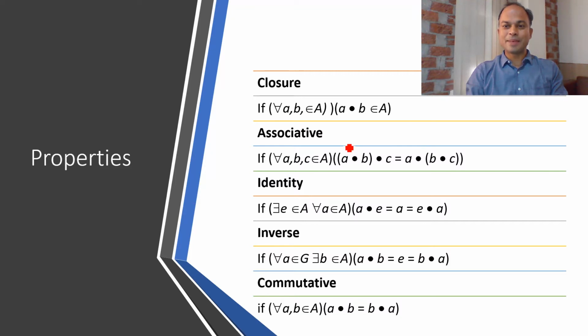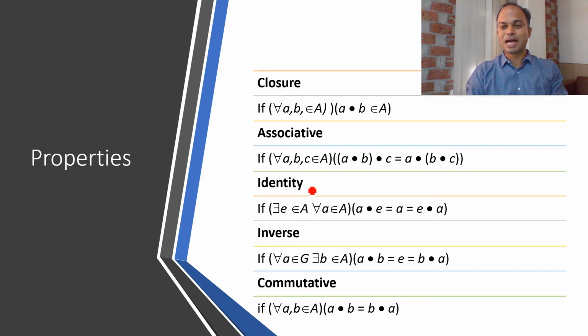After it, we have the associative property. Say we have three elements A, B, C, for all A belongs to set A. And if we are writing A binary operation B binary operation C equals to A dot B dot C, then this property is called associative property.